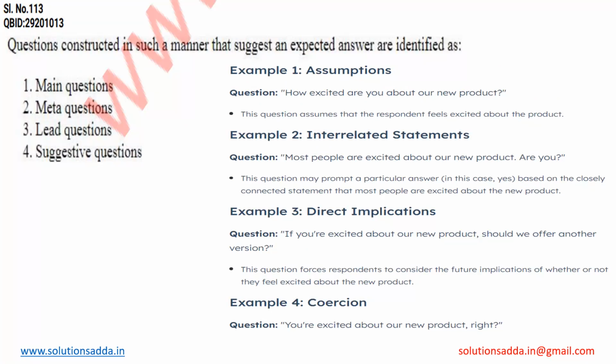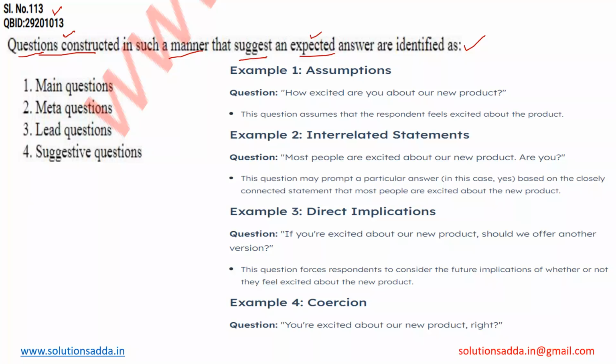Hello everyone, this is question number 13. This question is from communication. This question asks that questions constructed in such a manner that suggest an expected answer are identified as. Here, by reading the sentence, you can observe that those questions are constructed in a way in which we can interpret what would be the expected answer of the respondent.